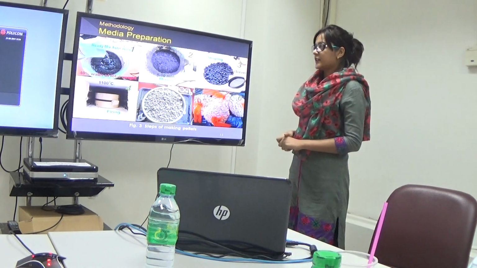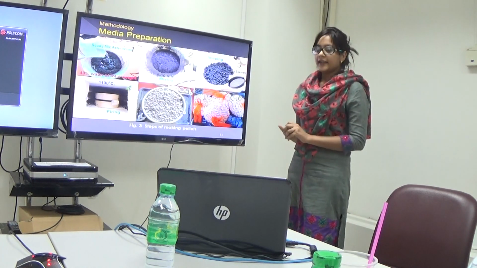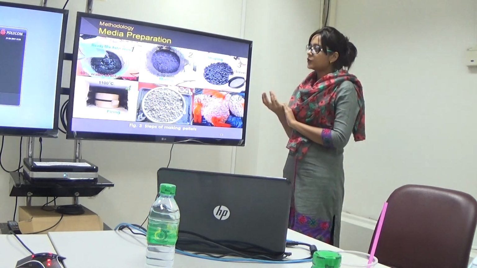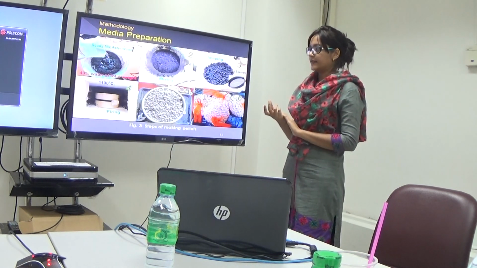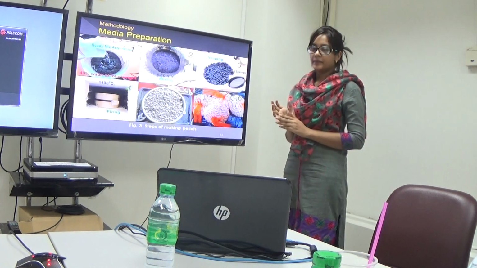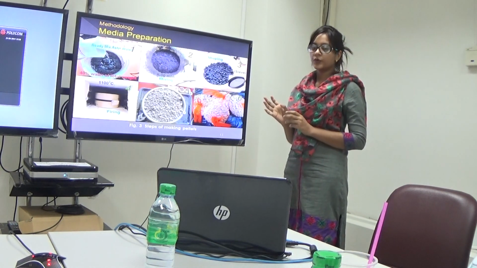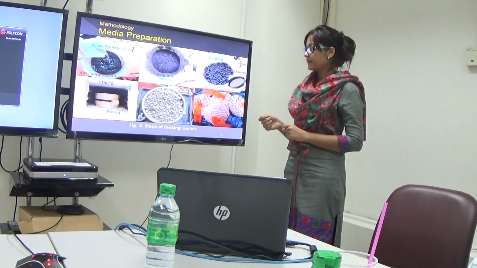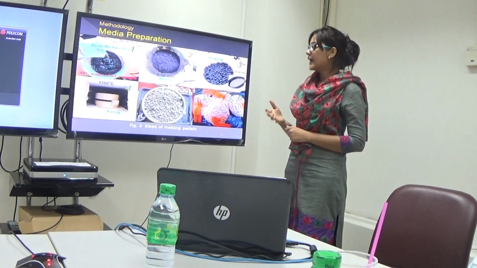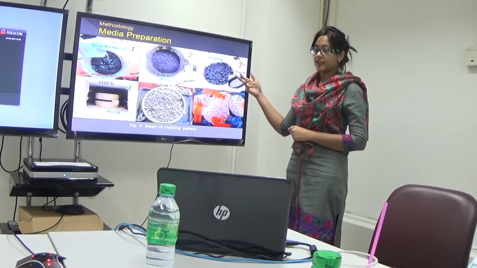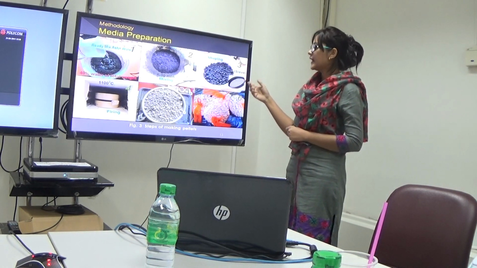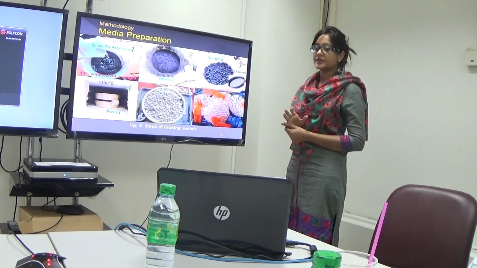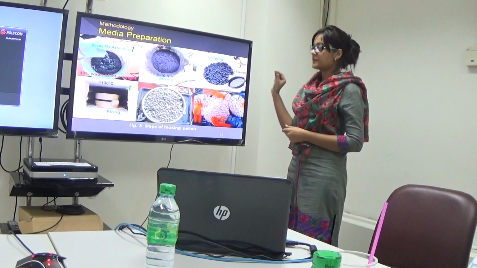This is the media preparation. In this media preparation, I have already told you that I took the ready mix ash and water and mixed it, with 40% water of the total weight of ash. Then I mixed it in a circular motion, and after 5 to 10 minutes I got this type of round shape, and with this sieve I used a maximum 12 millimeter size of porous media.